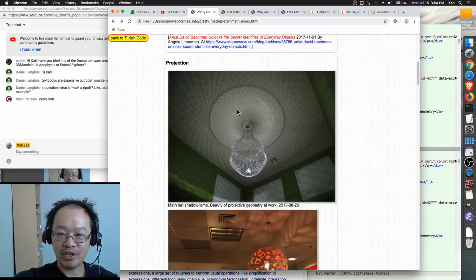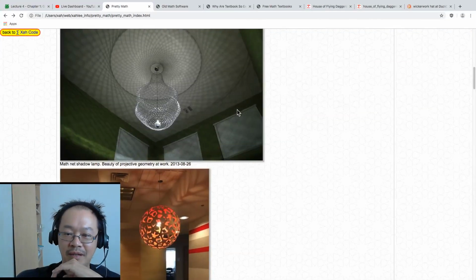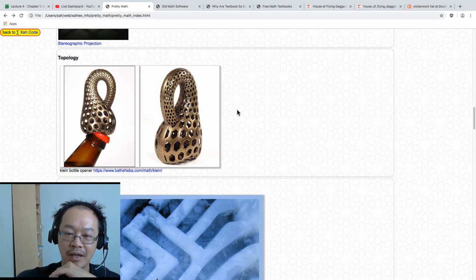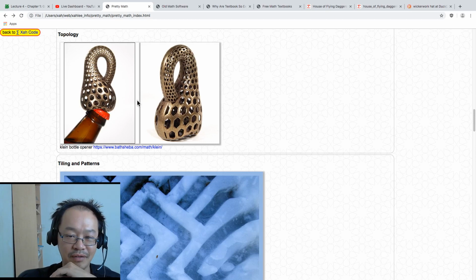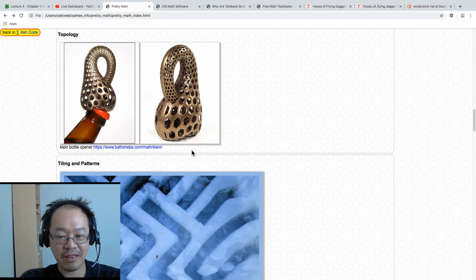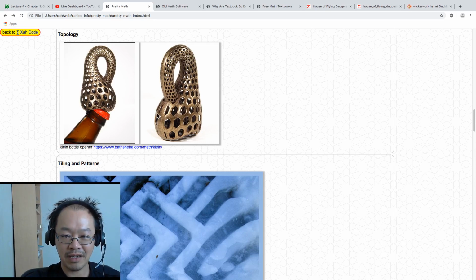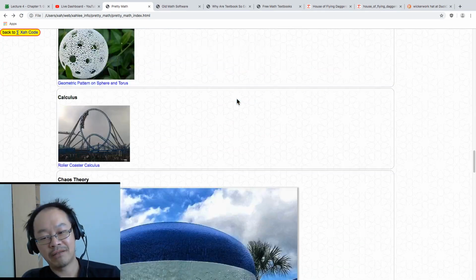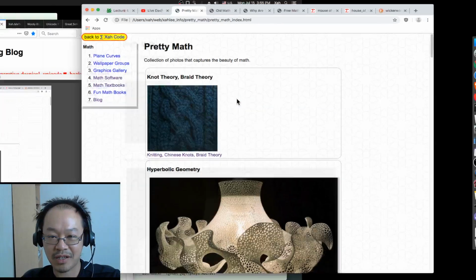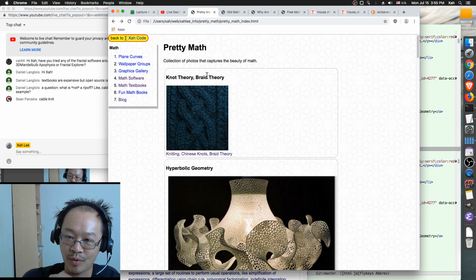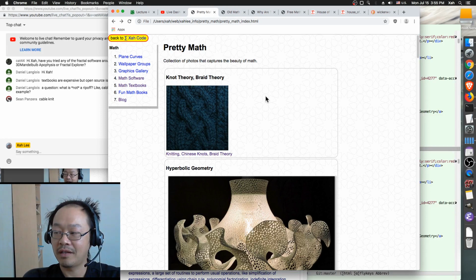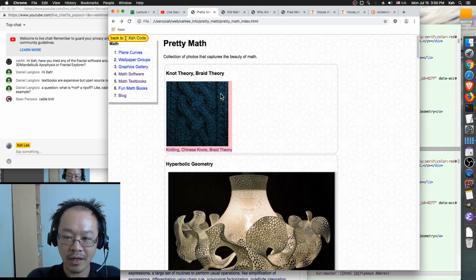Then we have projections. All these lamps, fascinating lamps, beautiful projections, and you have this Klein bottle opener. She made it, this woman, Bathsheba. She makes this. You can buy it. Anyway, so this page is about interesting things. The thing interesting about this is I categorize them into the proper math area they are studied under. So this kind of thing is knot theory or braid theory, or I don't know if there's a term for weaving theory.